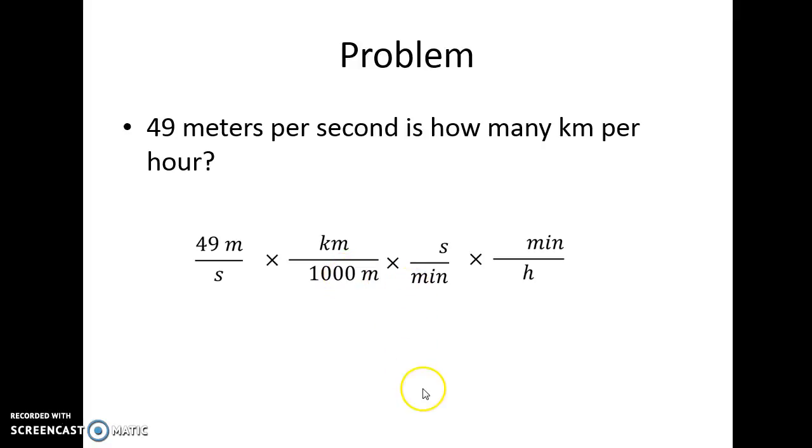Now we make our fractions equal to 1. 1,000 meters is equal to a kilometer. There are 60 seconds in a minute, and 60 minutes in an hour. I do my math, which is 49 divided by 1,000 times 60 times 60, and I get 176 kilometers per hour.